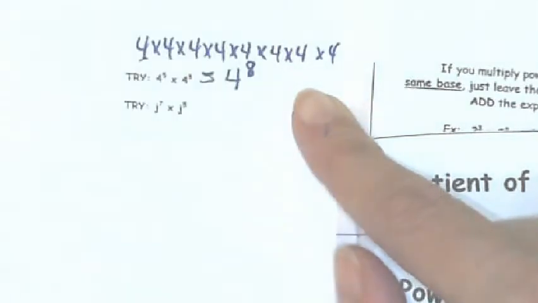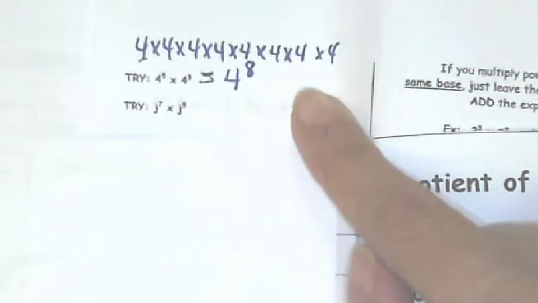And I'm not going to worry about solving it in standard form. All I'm going to do at this point is write it in exponential form. Okay? 4 to the 8th. So I'm adding the exponents if the base is the same.